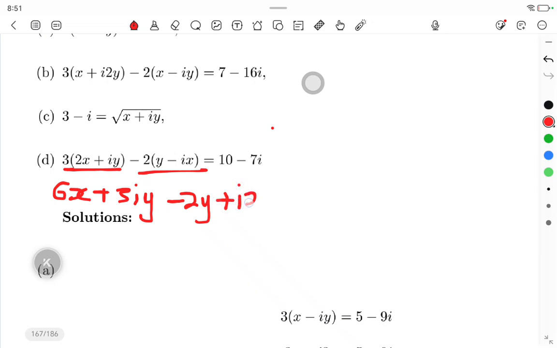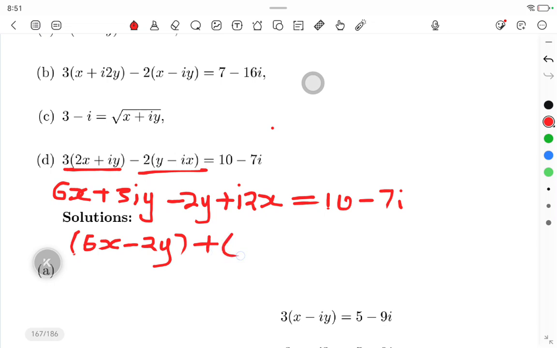So when you group them, you're going to have 6x minus 2y is equal to 10. You group the real parts, then you group the imaginary parts, also minus 7, right? And then if we check, we need to be able to manipulate the two. We can check the ones that can easily take us there.